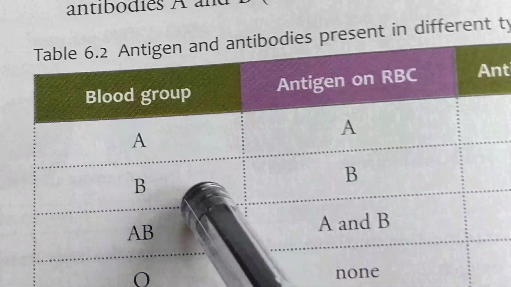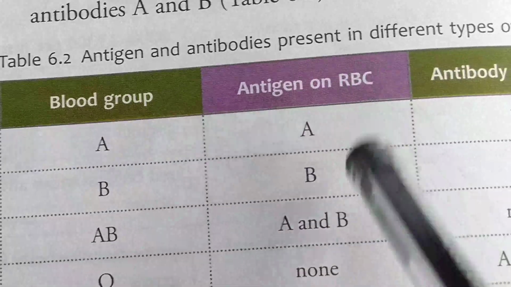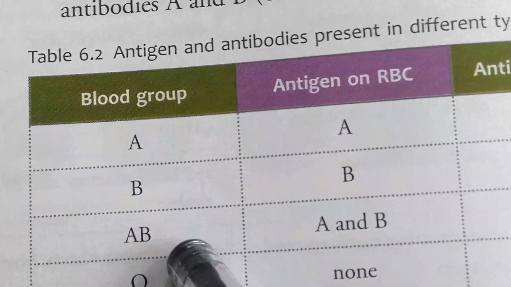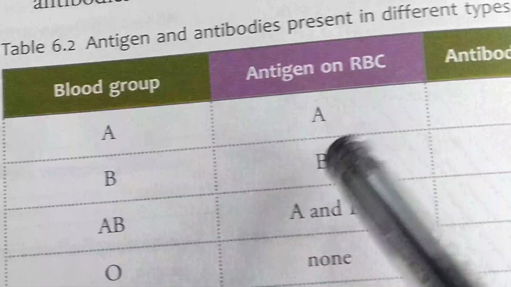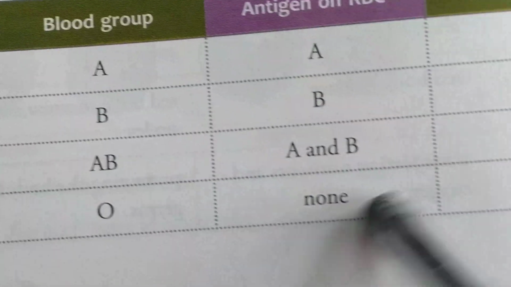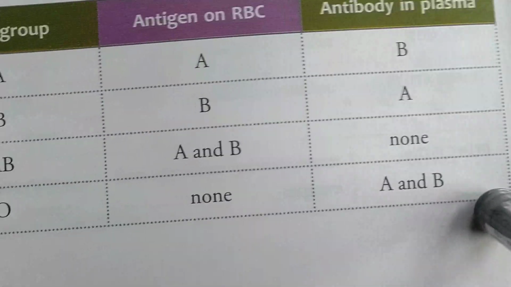Whereas blood group B, same way, antigen will be B, but antibody is A. In case of AB blood group, both antigens are present, A and B, but antibodies are absent. But in case of O, there is no antigen, but both antibodies, A and B.